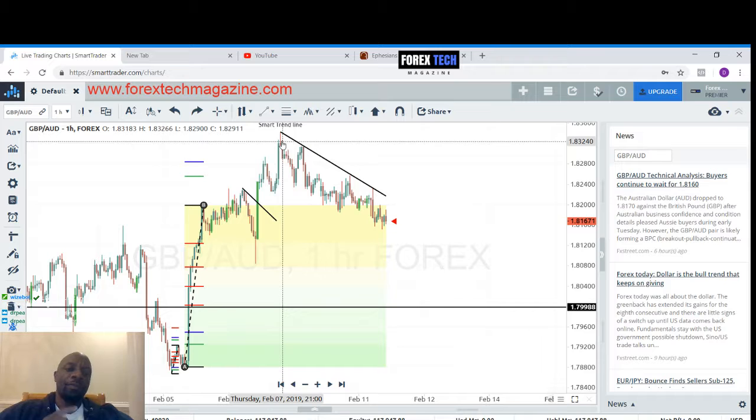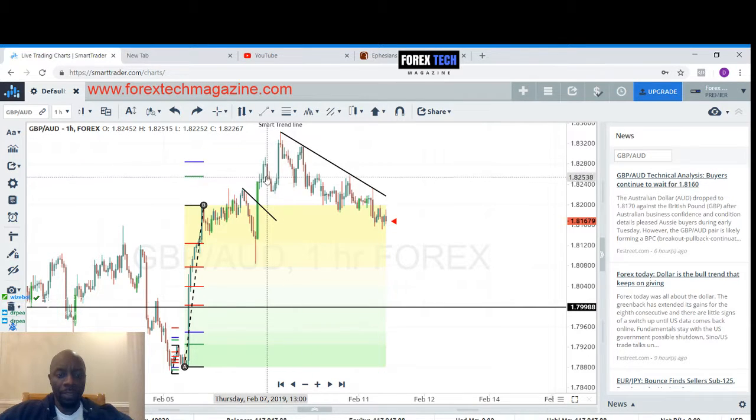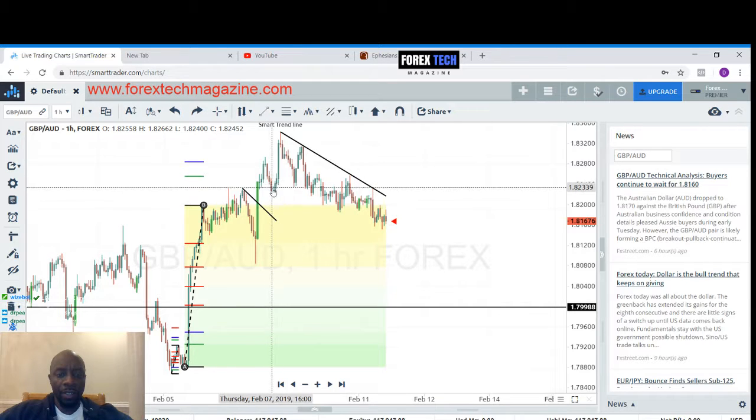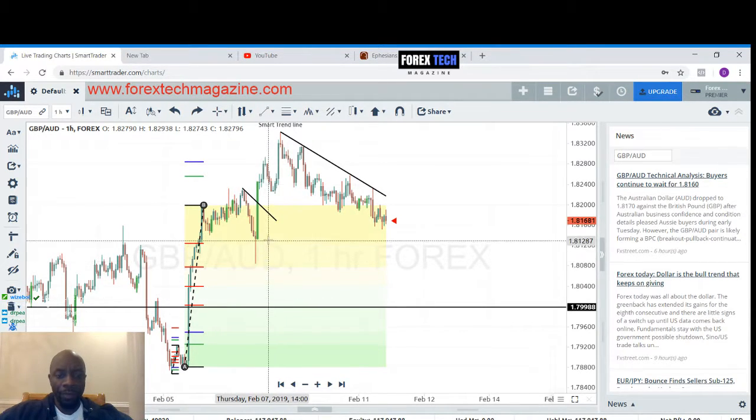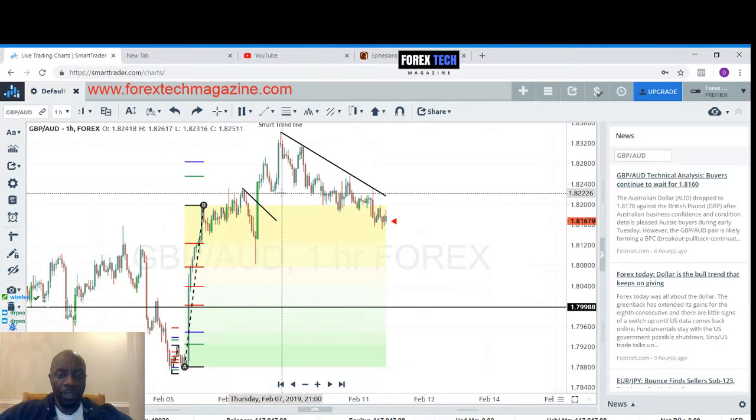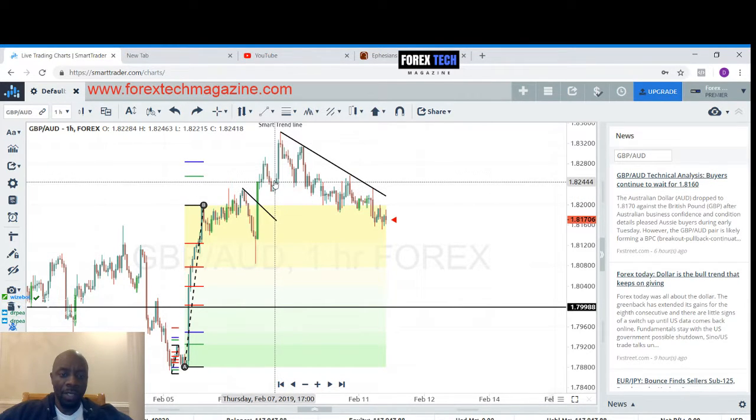Now, a couple of things you can put in place. You could move your stop loss from either here or here and push it up to the next swing low, believing that as long as this thing is making higher highs and higher lows, it shouldn't hit this swing low, and it takes my risk to reward ratio down significantly.